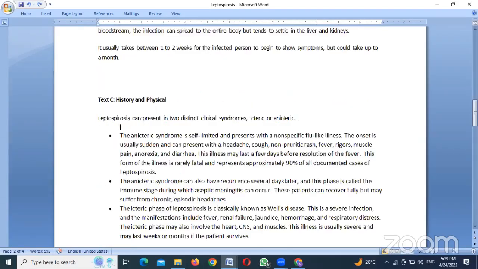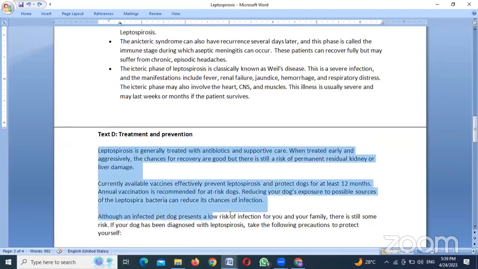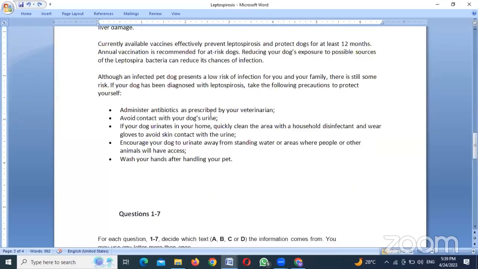Here they're talking about two types of syndromes, icteric and anicteric. It means two types of classification. Anicteric is without jaundice, and icteric is with jaundice, okay? And the last one is treatment and prevention. So this is the treatment, antibiotic and supportive treatment, and then they're talking about prevention: antibiotic and avoid contact with urine, all of these things, okay?